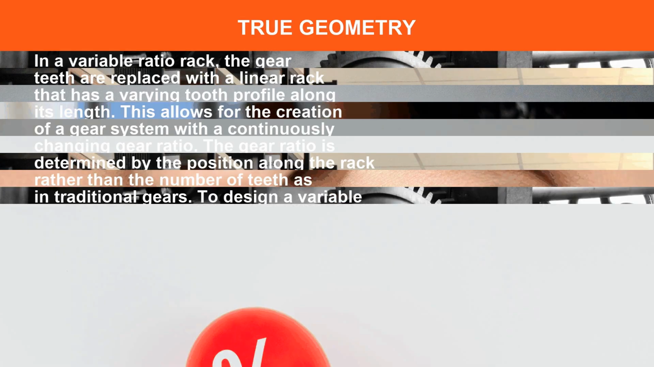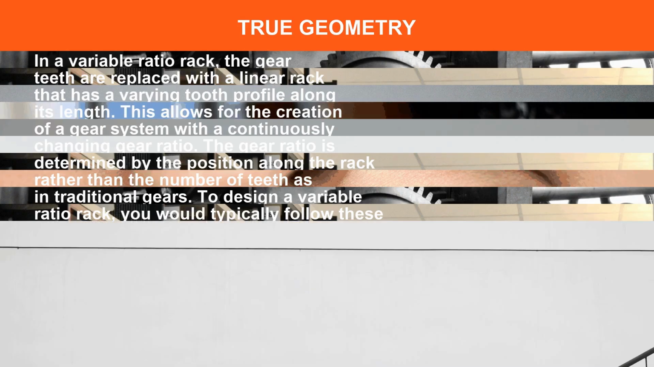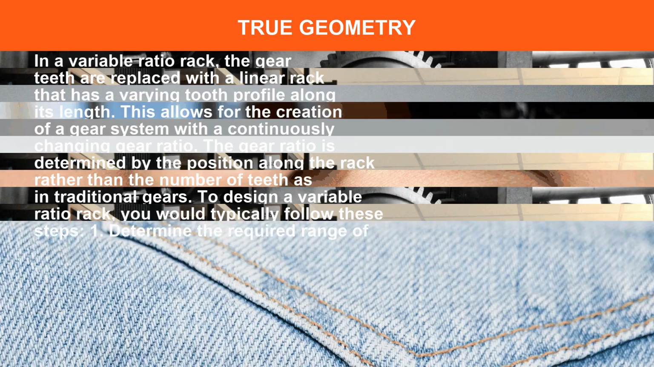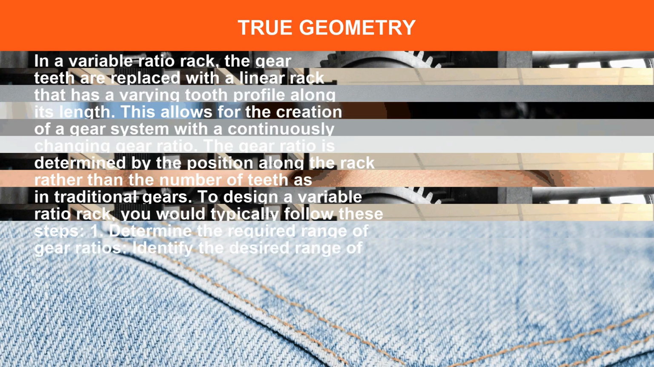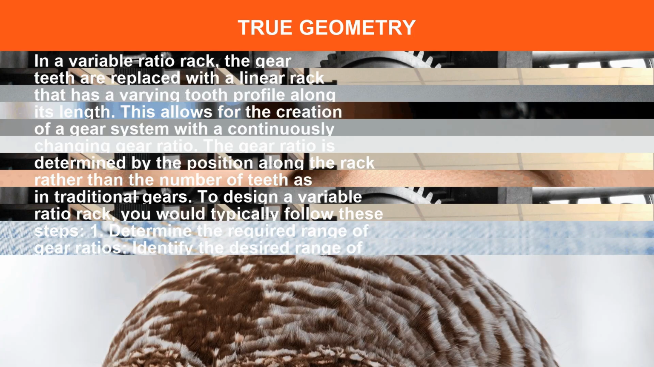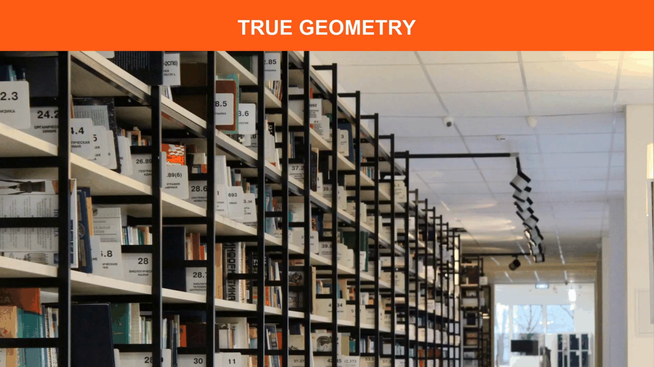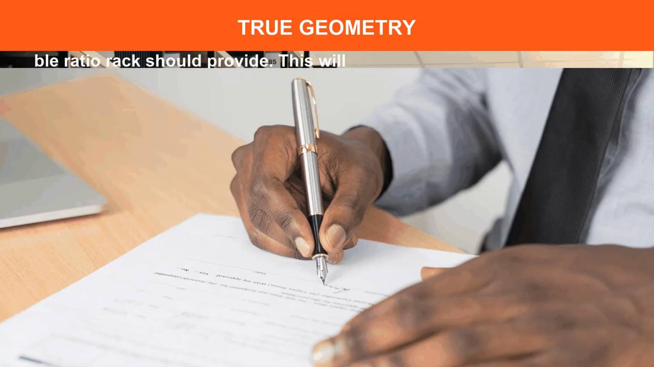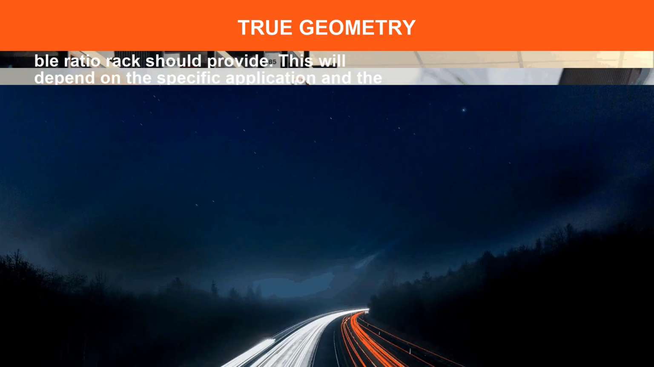To design a variable ratio rack, you would typically follow these steps. Determine the range of gear ratios the rack should provide. This will depend on the specific application and the desired speed or torque variations.